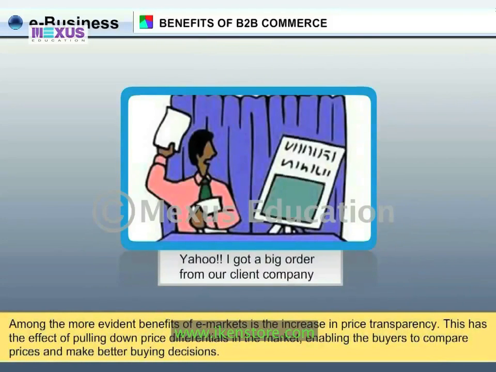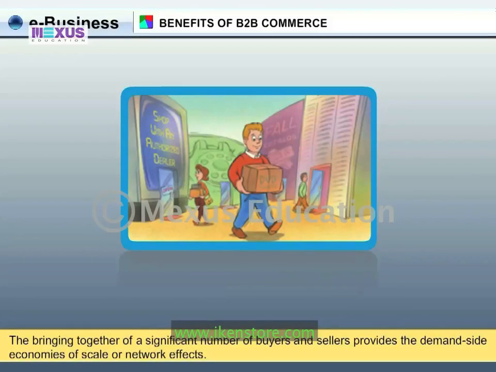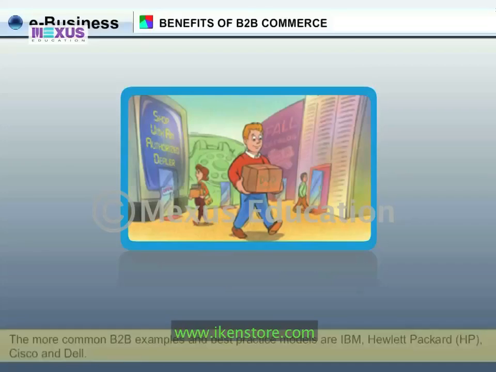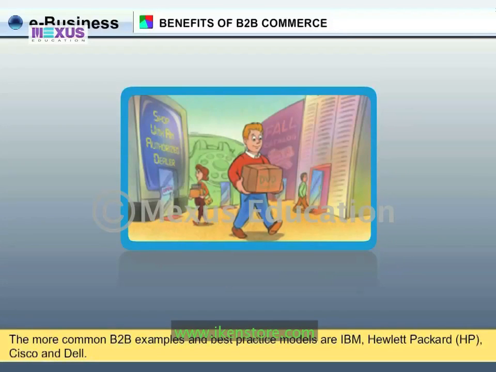Among the more evident benefits of e-markets is the increase in price transparency, which has the effect of pulling down price differentials in the market. The bringing together of a significant number of buyers and sellers provides the demand-side economies of scale or network effects. The more common B2B examples and best practice models are IBM, Hewlett-Packard or HP, Cisco and Dell.